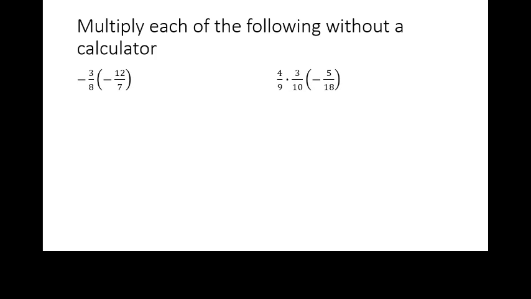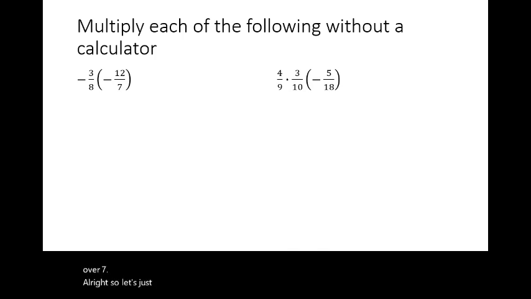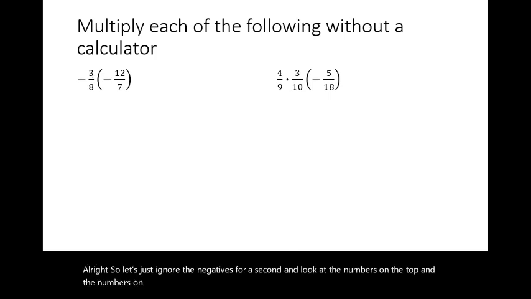Okay, so for this first one, I'm going to ignore the negatives for just a moment. Remember, this can also be used as an alternative for the multiplying dot. So this is negative 3 over 8 times negative 12 over 7. All right, so let's just ignore the negatives for a second and look at the numbers on the top and the numbers on the bottom. So on the top we have 3 and 12, and on the bottom we have 8 and 7.